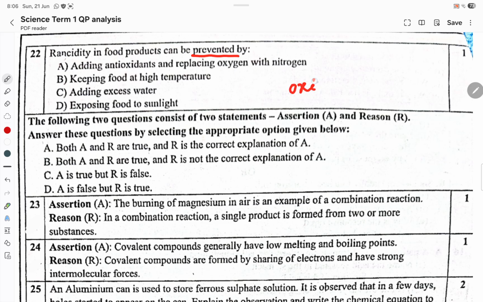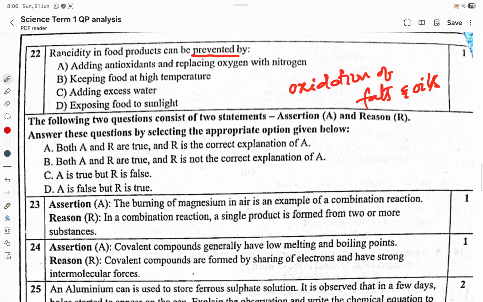Rancidity means oxidation of fats and oils, right? If you leave fats and oils for a longer time, they react with oxygen, they get oxidized, they get spoiled. That's why your oils and food items, like potato chips and all, which are fried in oil, will be flushed with nitrogen gas.